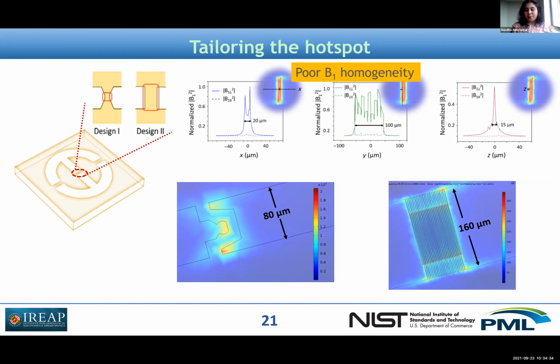So you can tailor the hotspot because it is, to a large extent, independent of the resonant frequency and the Q factor.